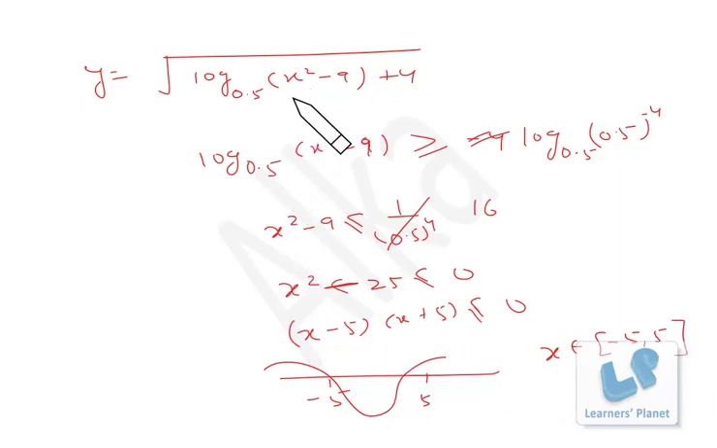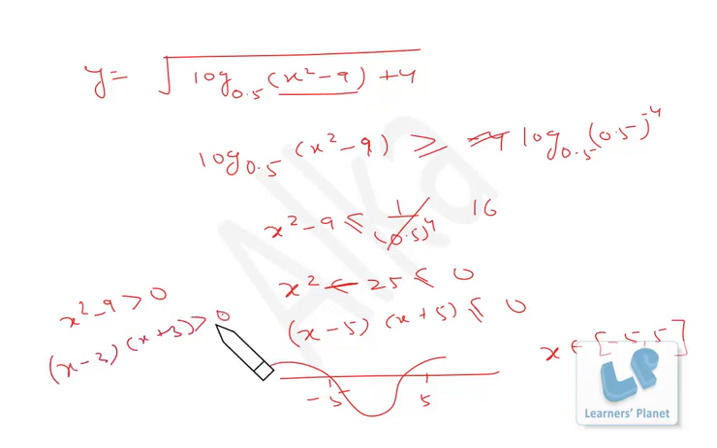Now the second step, we have to check that log is not defined for negative quantities. So x square minus 9 should be greater than 0. So that means x minus 3, x plus 3 should be greater than 0. That means x should be less than minus 3 or x should be greater than 3, right?